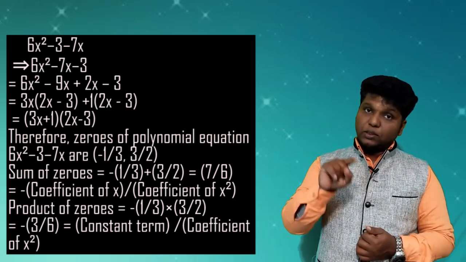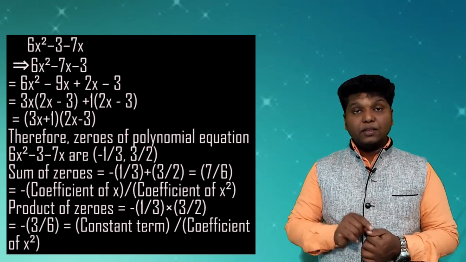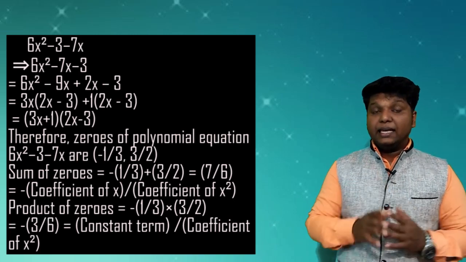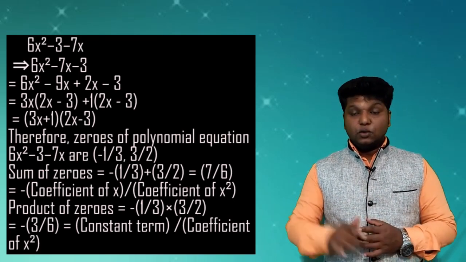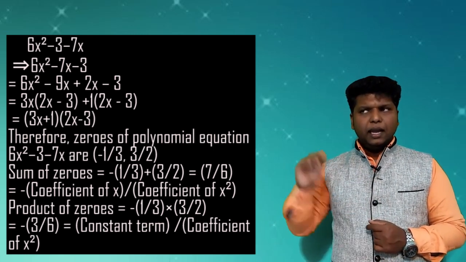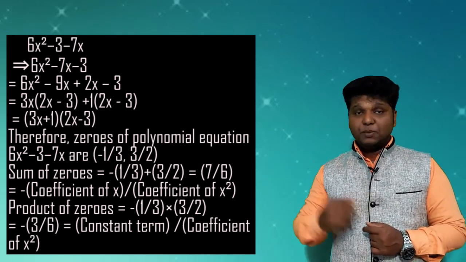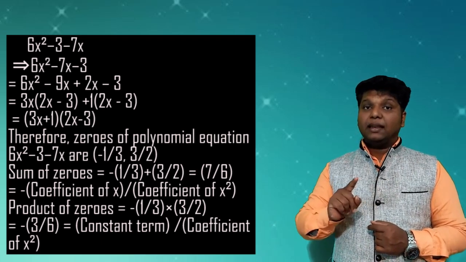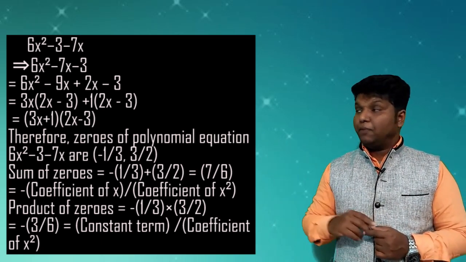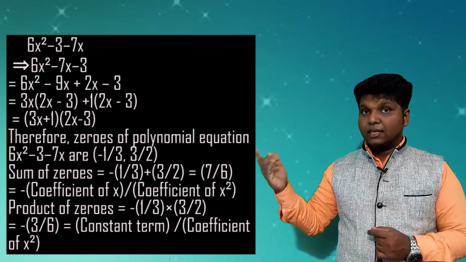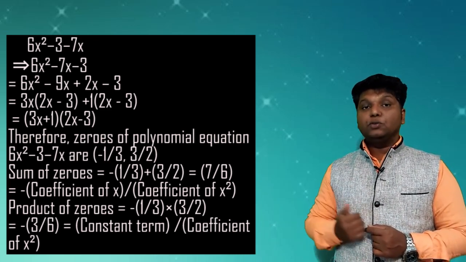For deciding that one, you have to check again the sign of the center term. What is the sign of the center term? Here the center term is minus 7x, so the sign is minus. So give the same sign to the bigger number. 9 and 2, which is the bigger number? 9 is the bigger number, so you will give the same sign to 9. So when you give the same sign to 9, what does it become? Minus 9, right? Minus 9x and plus 2x.